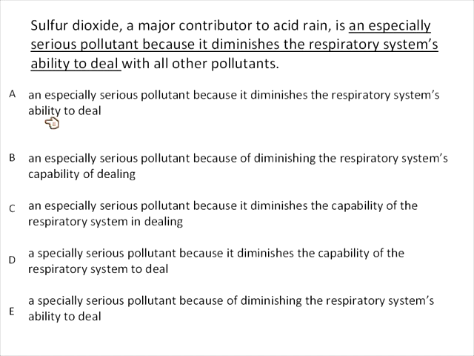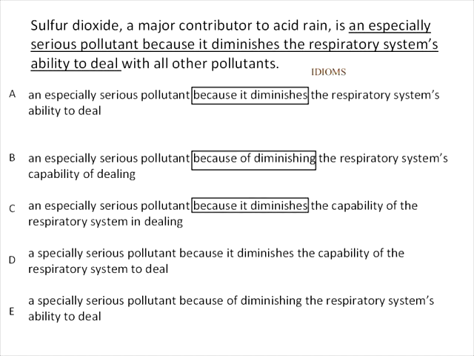Okay, so what I want to talk about here is, ironically, there are a lot of issues in this problem, most of which deal with idioms. In fact, there are several idioms in this problem. Let me indicate where some of those are. Let's highlight some of those that appear in this problem. One of them is because it diminishes and because of diminishing. That's an idiom split.